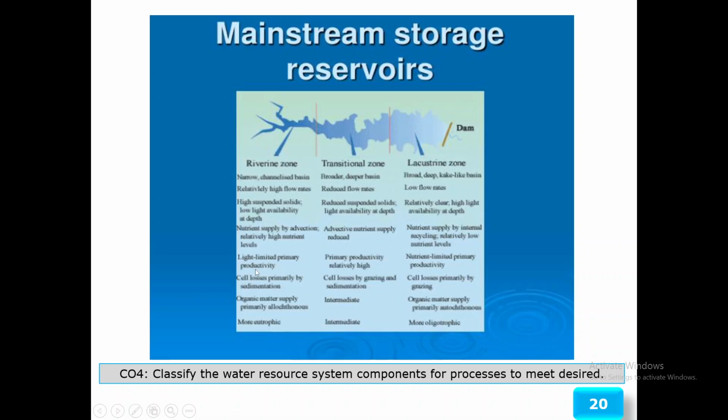Here light limited primary productivity. Primary productivity is relatively high here. Here nutrient limited primary productivity. See from here, the cell losses are primarily by sedimentation of particles. Compared to here, the cell losses are by grazing and sedimentation. Here the cell losses are primarily by grazing. The organic matter supply is primarily from allochthonous sources. Then intermediate, here the organic matter supply is primarily from autochthonous sources. Here more eutrophic, here intermediate, here more oligotrophic occurs.